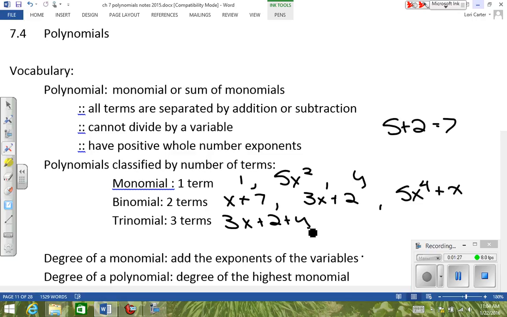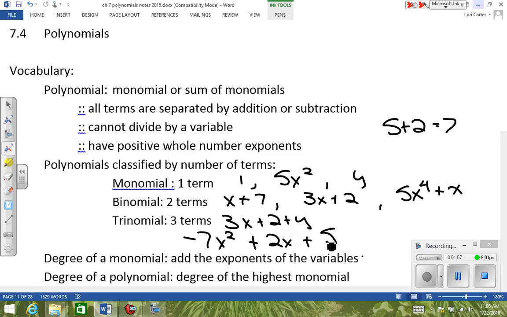All right. Now I want to do 3 terms in 1 variable. So watch. I'm going to do negative 7x squared plus 2x plus 5. Can I put any of them together? No. Because that's a squared and that's not. You have to have the same exponent. So that's a trinomial, 3 terms.